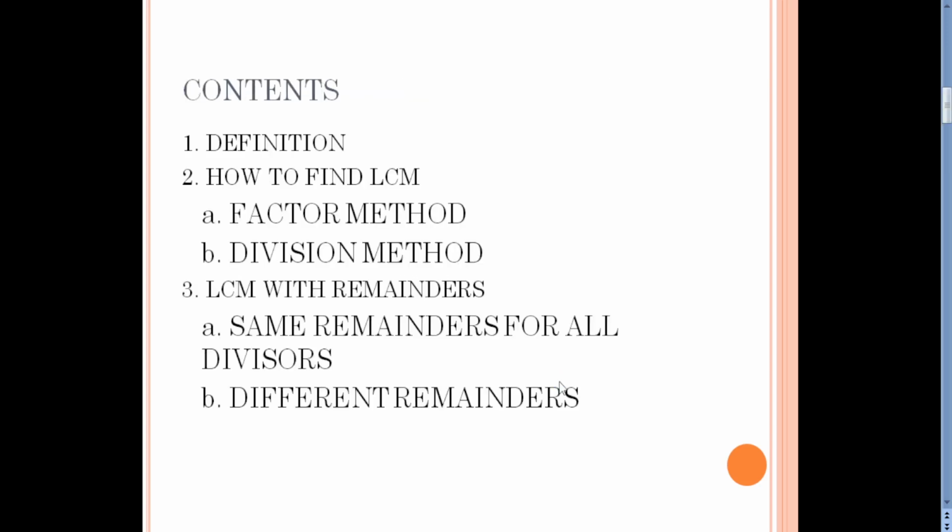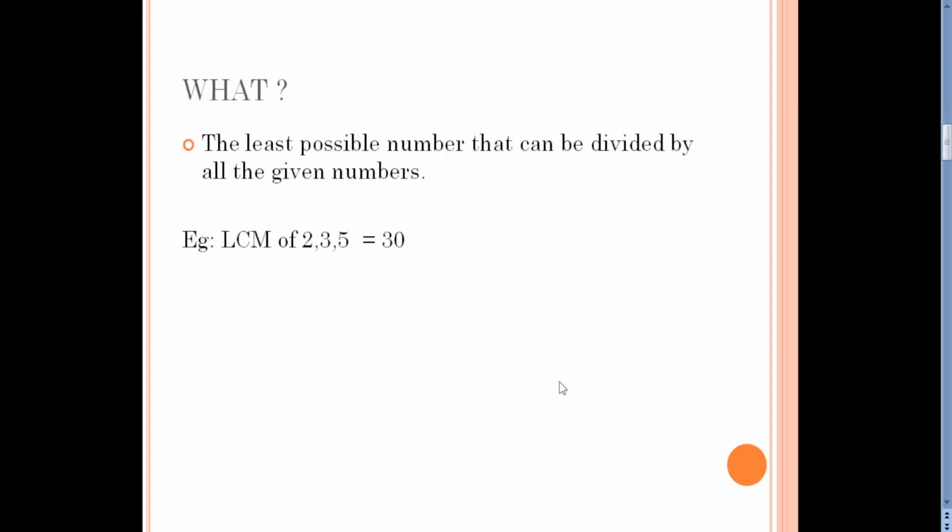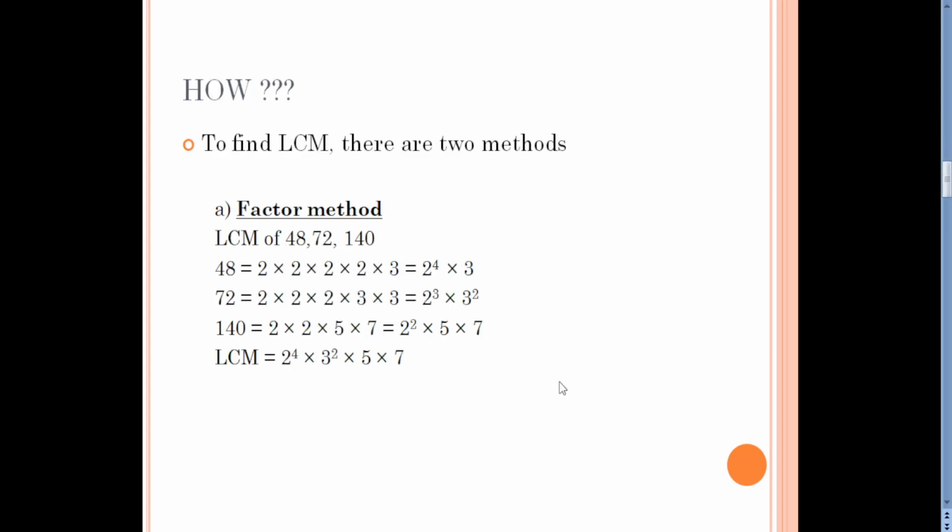First of all, let us try to understand what LCM is. LCM is the least possible number that can be divided by all the given numbers. That means, let us see here, the LCM of 2, 3, 5 is 30. Here 30 is the least number that can be divided by all these three numbers. So how to find LCM? Basically there are two methods. One is the factor method and the second one is the division method.